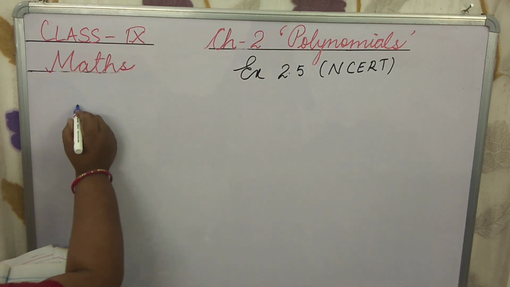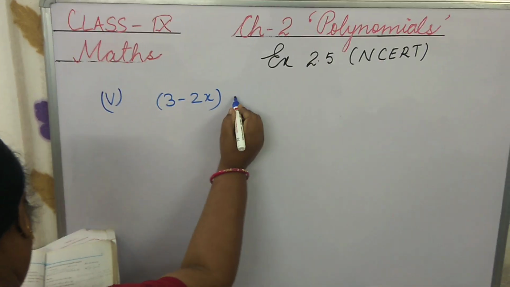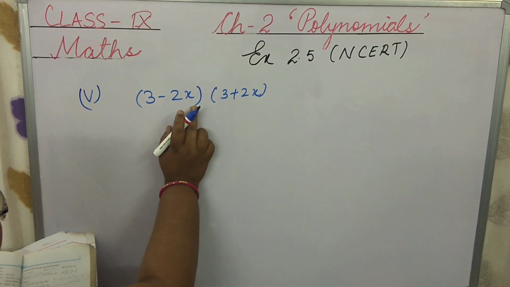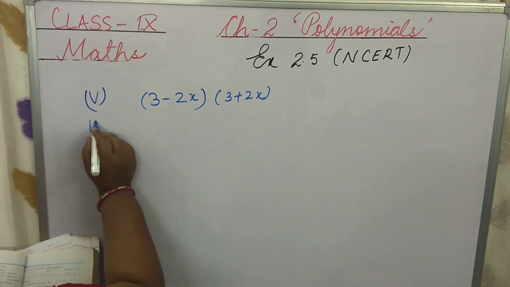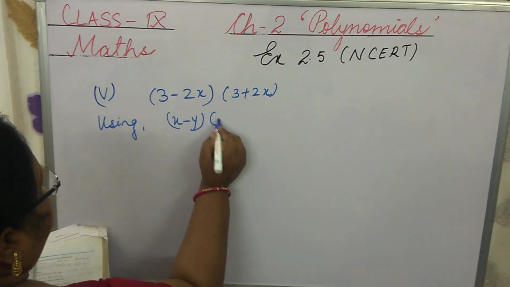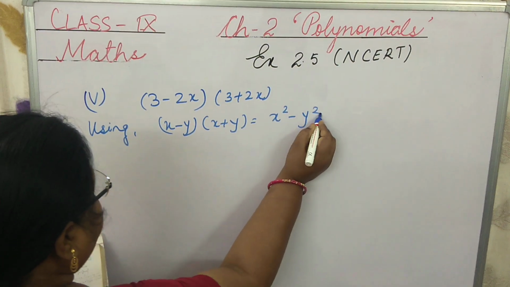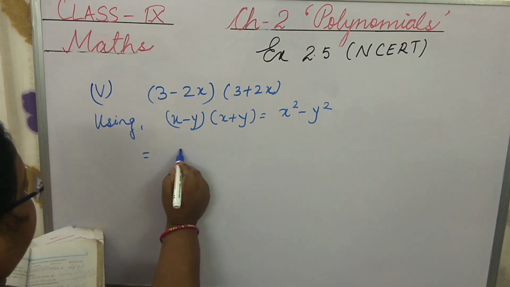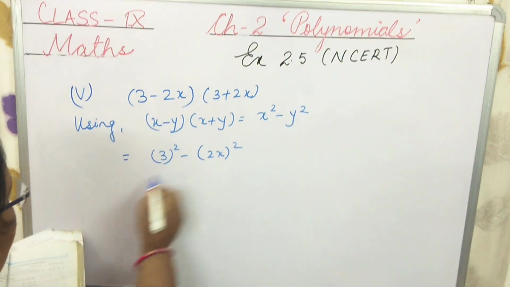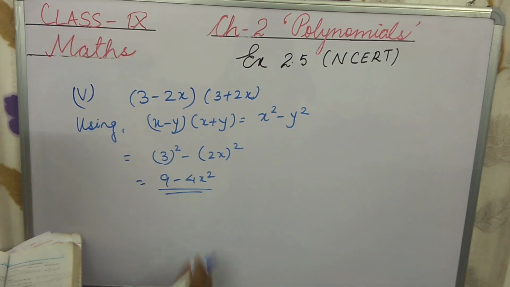Now let me do the fifth one. (3 − 2x)(3 + 2x). Now it is in the form of (x − y)(x + y). So we will use that identity, (x − y)(x + y) = x² − y². So we'll just put it here. x is 3, so 3 whole square, and y is 2x, so (2x) whole square. That is 9 − 4x². So this is the answer.